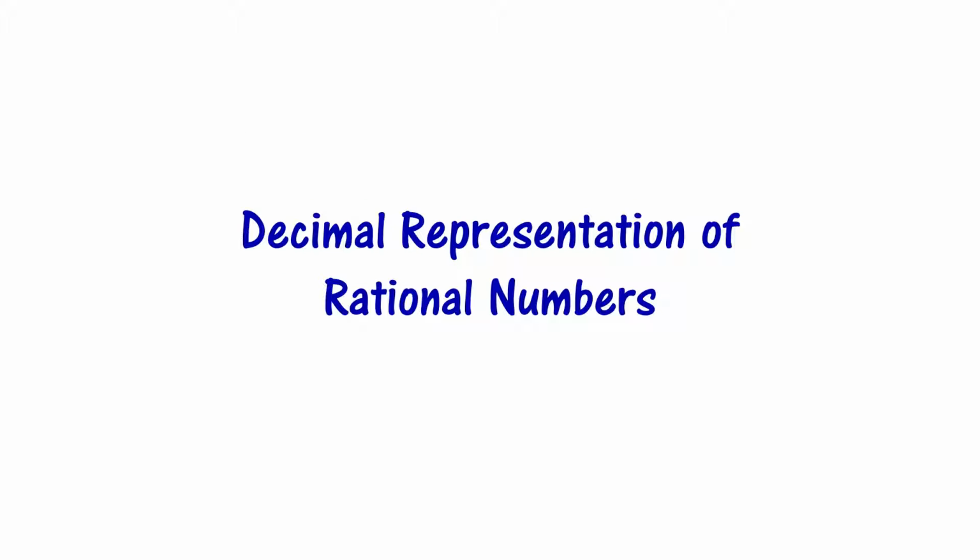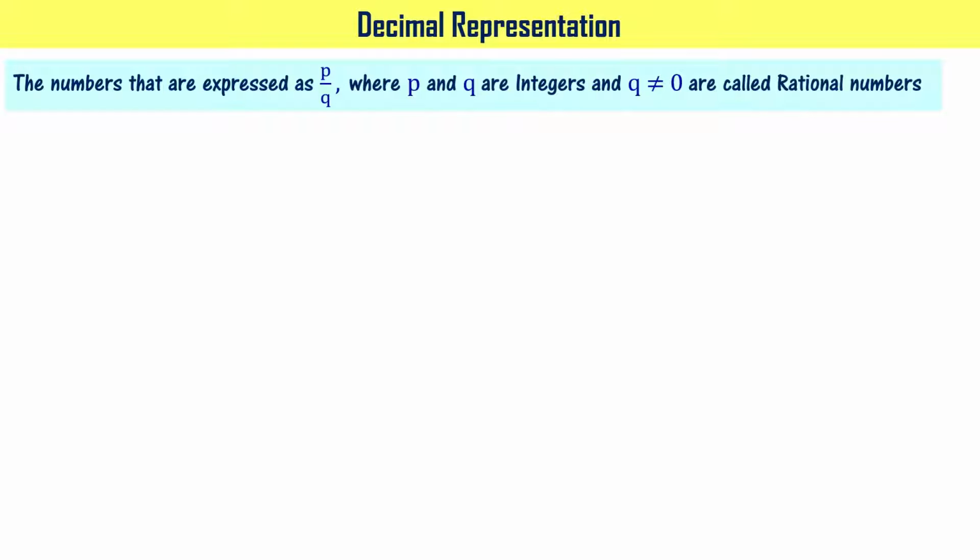Let us learn about decimal representation of rational numbers now. The numbers that are expressed as p by q, where p and q are integers and q not equal to 0, are called rational numbers, right? We want to represent rational numbers in their decimal form. For example, let us consider a rational number 25 by 16.